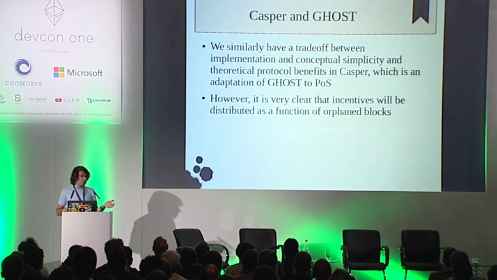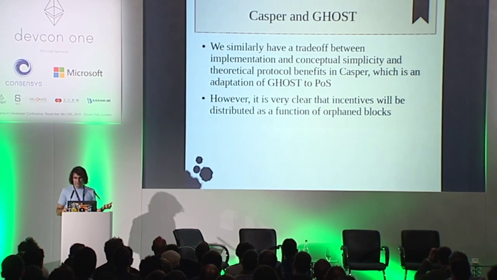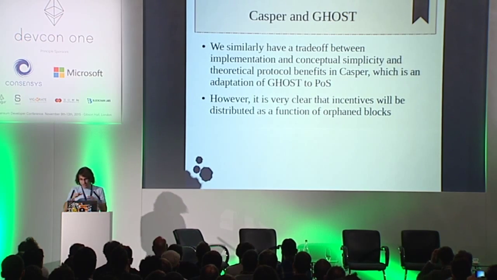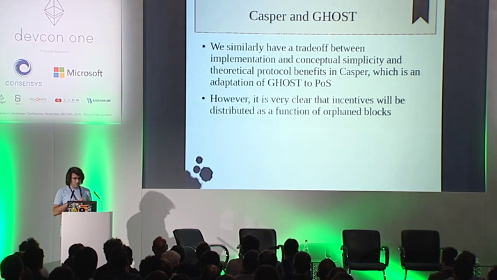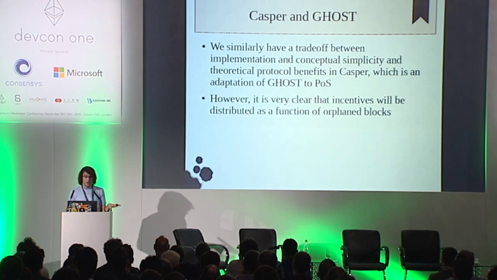So Casper is an adaptation of GHOST to proof of stake. And we have a similar kind of thing where we can have a more complex version with trees, or a simpler version that still has some of the GHOST-like properties. And this is one of the things that we're still debating, me and Vitalik, about what will be appropriate for the release of Casper. Certainly incentives will be a function of orphaned information. So that much we agree on.